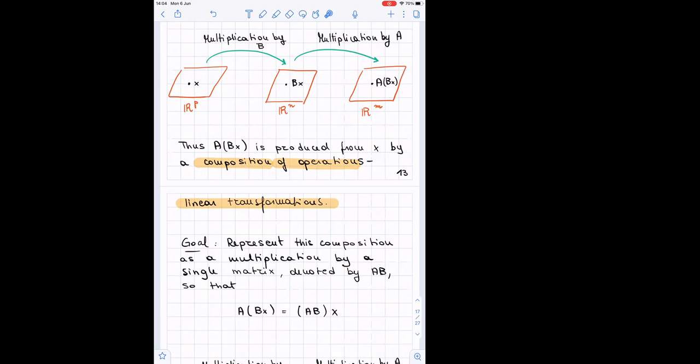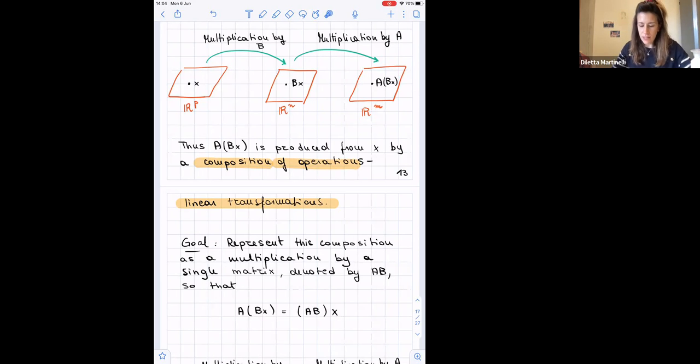Yeah, sorry, I didn't get well. Bx, is it a vector or a matrix? Bx is a vector. It is a vector that lives here in Rn, because we start from a vector x, we apply a matrix, and we obtain a new vector that this time lives in Rn.